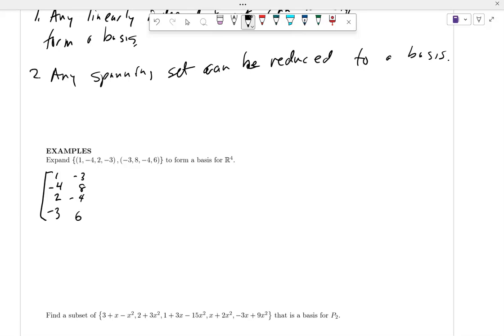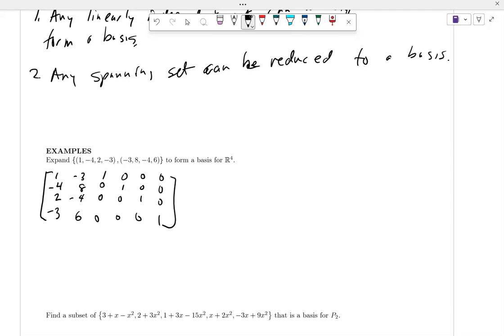How do I create a spanning set? Well, do you know a set that definitely spans Rn or R4? What works? The 1 0 0 0, 0 1 0 0, 0 0 1 0 and 0 0 0 1, right? That definitely works, doesn't it? So I'm going to stick those in as my next columns here.